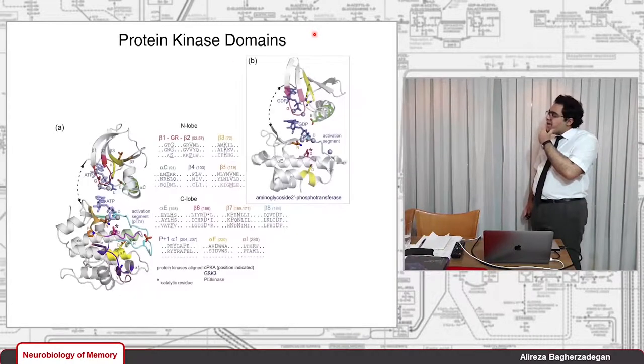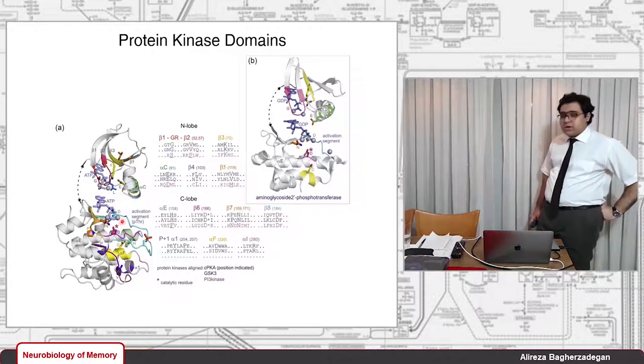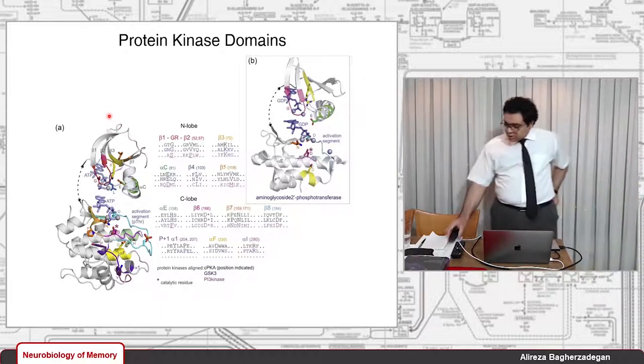Protein kinase A domains. Well, this is an example of a eukaryotic protein kinase A. This is an example of a prokaryotic protein kinase A, you can see the difference, and you can see that the prokaryotic one is a little bit simpler, and less complicated and less complex than the eukaryotic one.